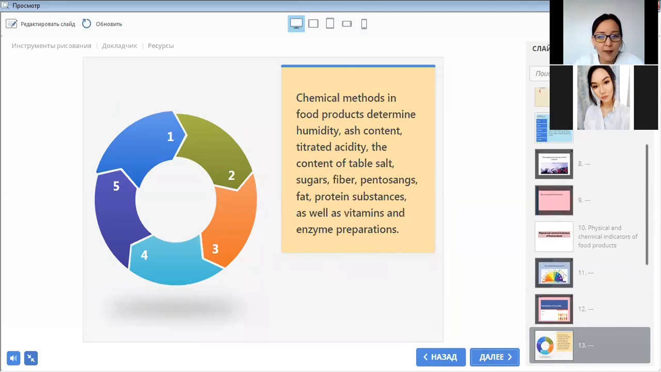And the chemical methods in food products determine the humidity, ash content, citric acidity, and the content of table salt, sugars, fiber, quintessence, fat, protein substances, as well as vitamins and enzyme preparations.